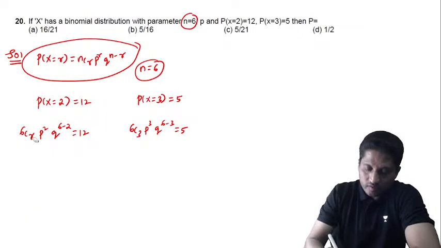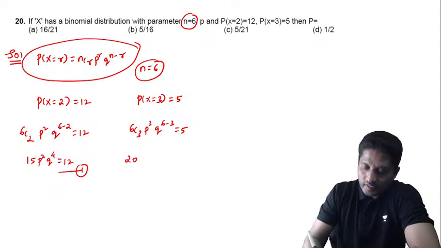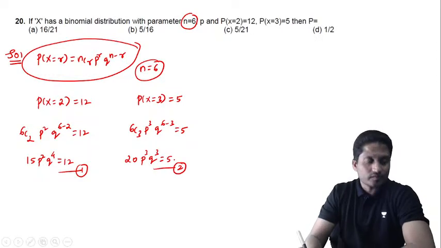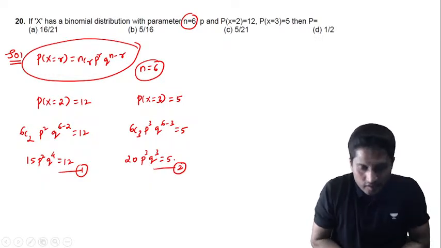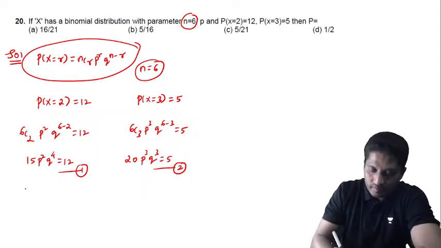6C2 is 15, so 15 p square, and then q to the power 4 is equal to 12. Call this equation 1. And then 6C3 is 20, so 20 p cube, and then q cube is equal to 5. Call this equation 2. Now I'm going to divide equation 1 by equation 2.